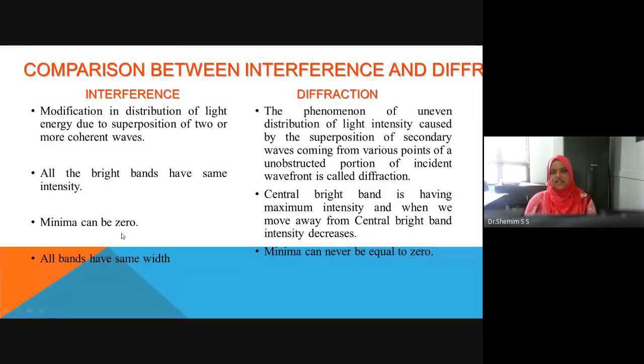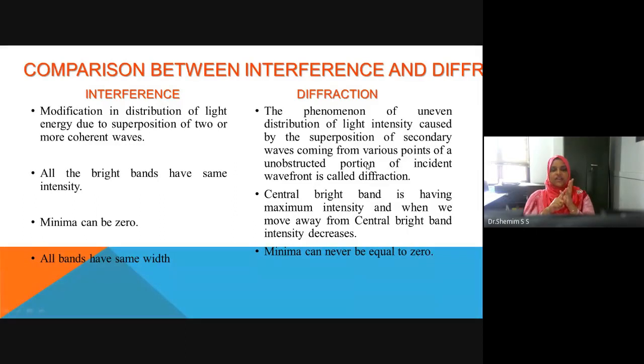Then the third difference is that in interference, minima can be zero. In Newton's ring, you have seen perfectly dark rings, and in air wedge, there are perfectly dark fringes. But in the case of the diffraction pattern, minima can never be equal to zero. There will be a slight amount of light intensity in all the minima. Then all the bands will have the same width in the case of interference, but for diffraction, the bands have different widths. The central maximum has the maximum width, and the width decreases as the band goes away from the central band. So these are the differences between interference and diffraction.